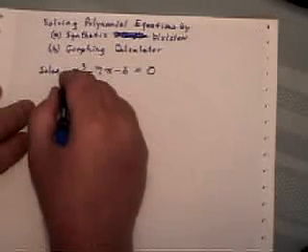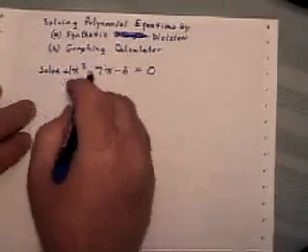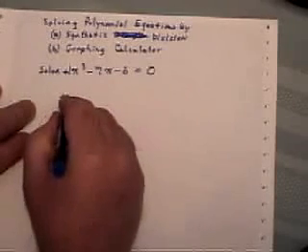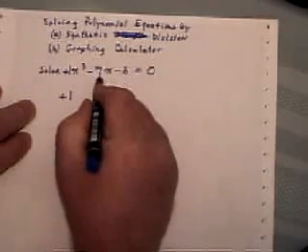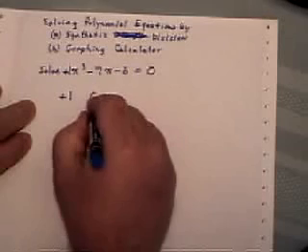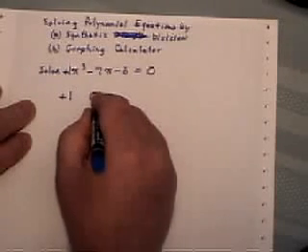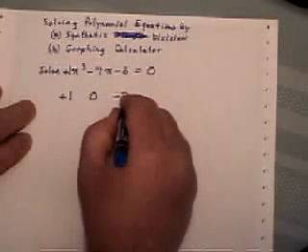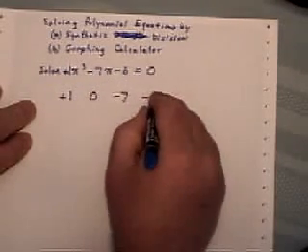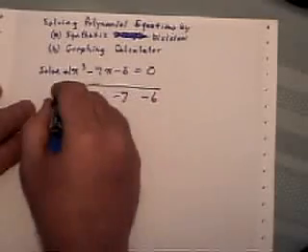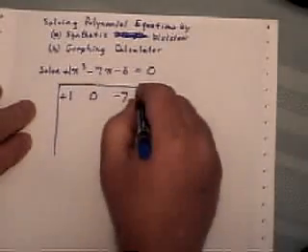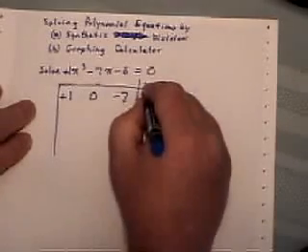There's no number in front here, so I make sure that it's a plus 1. So I put down plus 1. I don't have an x squared term, so I've got to put down 0x squared. And then I have my minus 7x, and then I have my minus 6. Okay, this is going to be my remainder column.